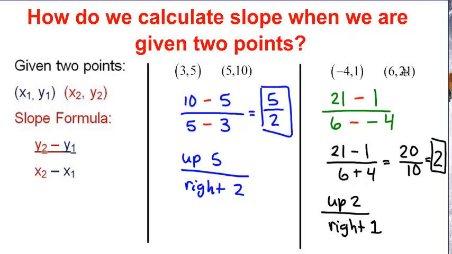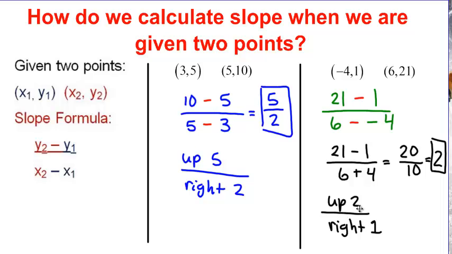In this case, our second y value is 21 minus our first y value, which is 1, and our second x value is 6 minus our first x value, which is negative 4. Now, notice in this case we have two negatives on the bottom. That means we can rewrite this as 21 minus 1 over 6 plus 4, because two negatives make a positive. 21 minus 1 gives us 20. 6 plus 4 gives us 10. 20 divided by 10, we can divide evenly and we get 2, meaning we move up 2 and right 1. We have a slope of 2 here.